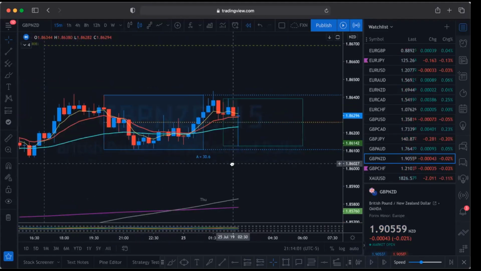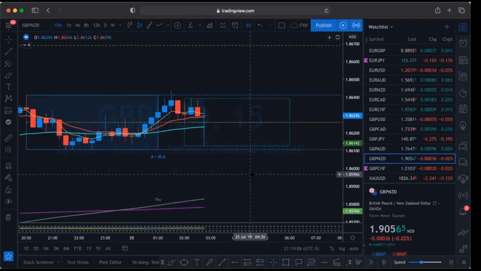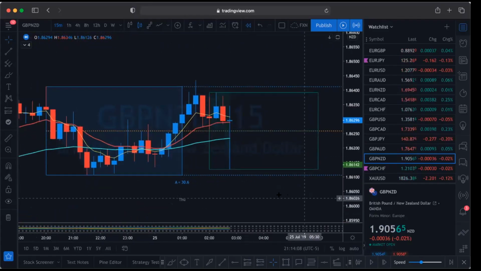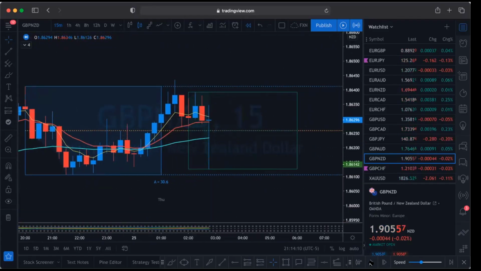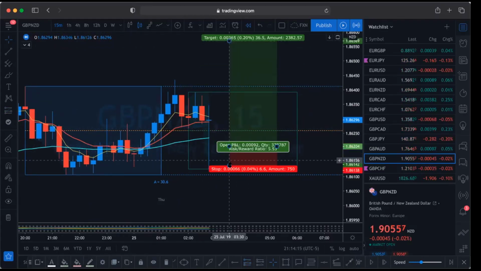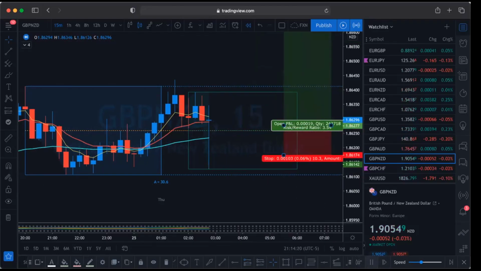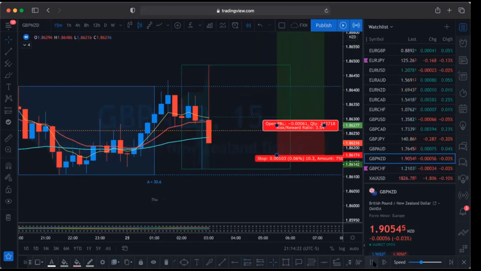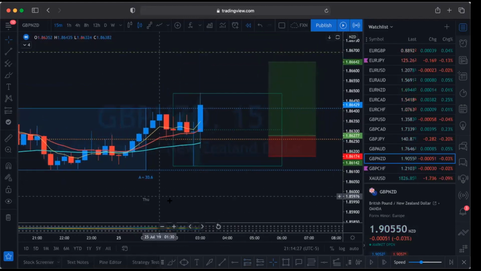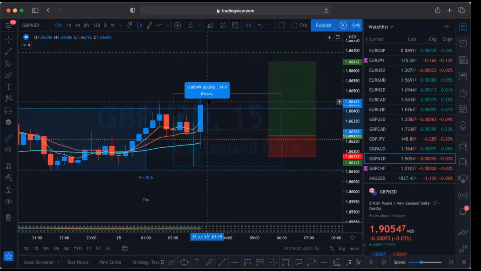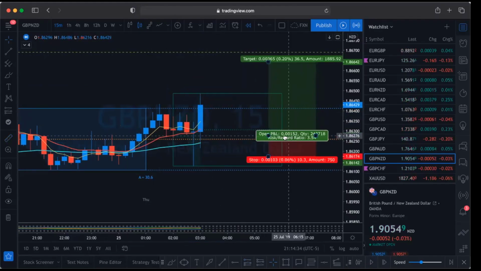I mean, this is like a repeat. Same thing. You see that? Just watch what happens. You see that? How big is that? That's only like 15 pips away.